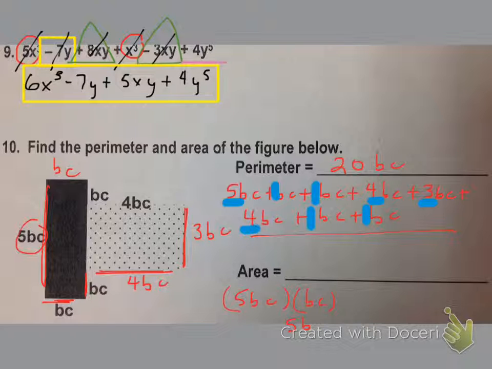Is it BC squared? B squared C squared. 5 times 1, right? B times B is B squared. C times C is C squared. Our answer is 5. So the area to that one is 5B squared C squared plus, what about the other one? 4 times 3 is 12. B times B is B squared C squared. So then our answer is 17B squared C squared. And that does it.